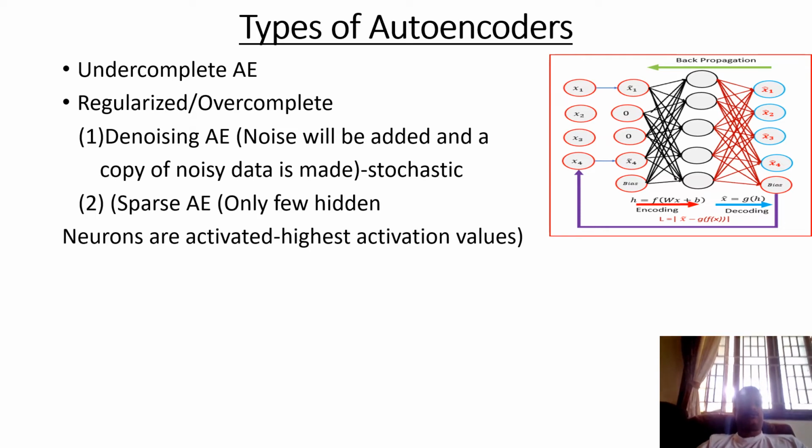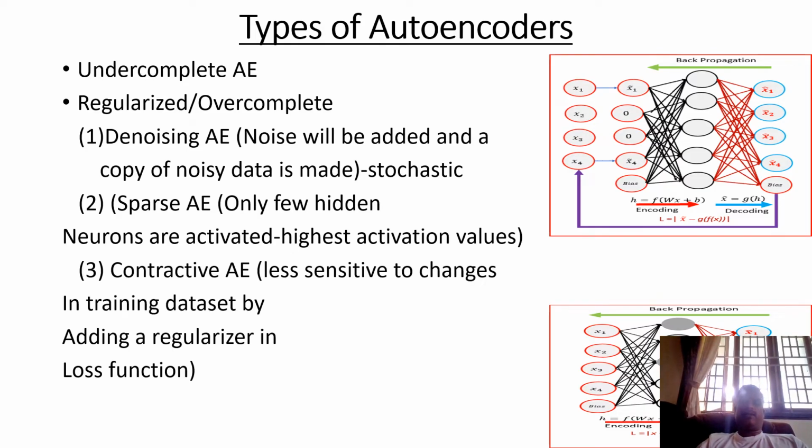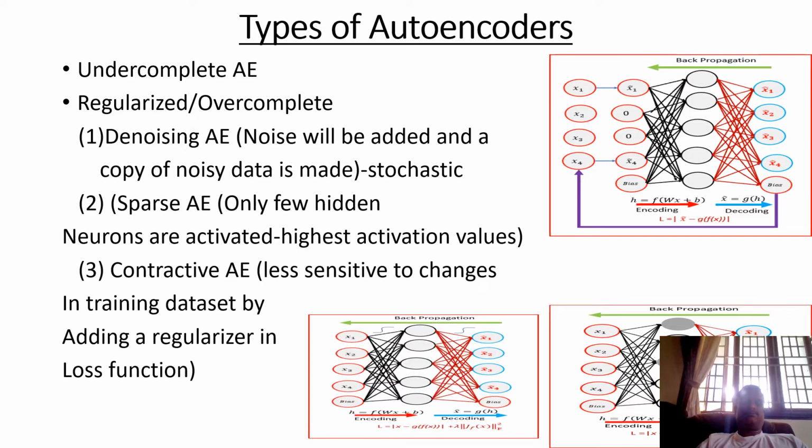neurons are used. This is the second type of diagram, where we say sparse autoencoders, where only a few hidden neurons are activated. In the sense, only the neurons with the highest activation values will be triggered and all the others will remain in the off mode. So even though we say it is overcomplete, we can still argue that only a few neurons are being taken care of during the implementation process.